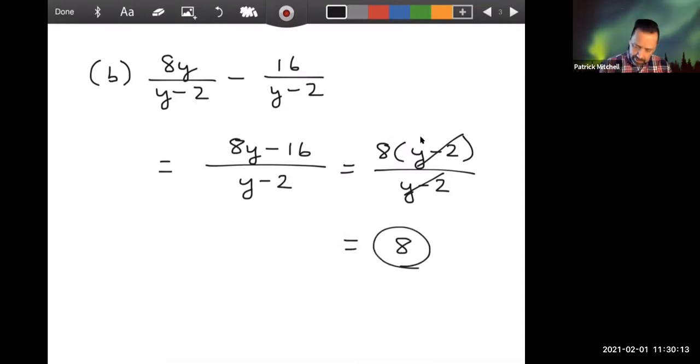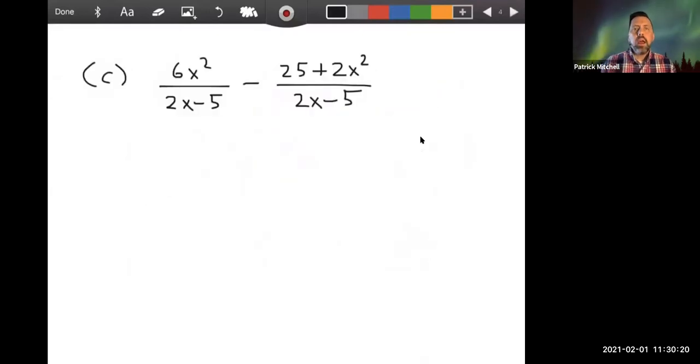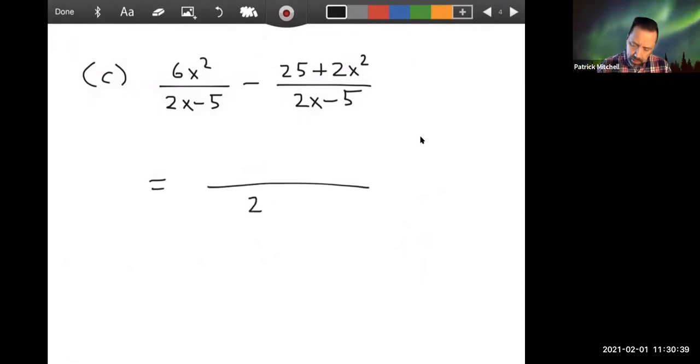All right, last example. Come on, there we go. All right, 6x squared over 2x minus 5, subtract 25 plus 2x squared over 2x minus 5. Now, there's one slightly tricky thing about this problem, and it's not this part. Keep the 2x minus 5.